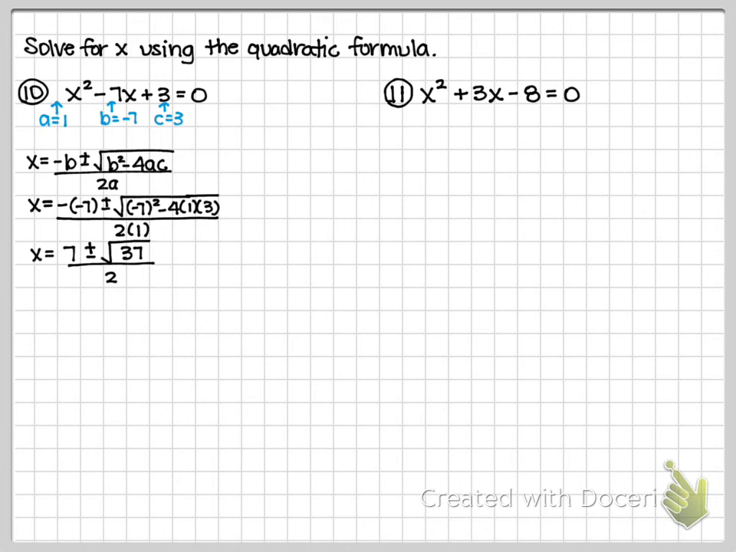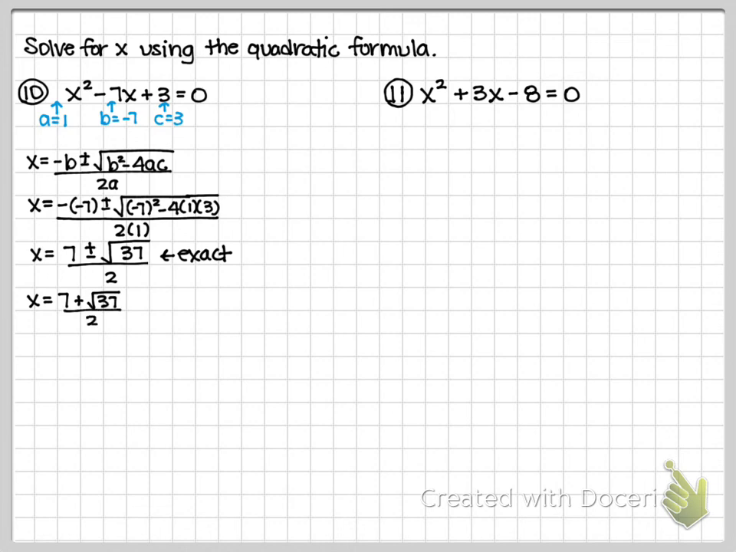Now in this case, I don't know the square root of 37, and it can't be simplified. These are my exact solutions. You could get the approximates, though. To get the approximates, you have to separate this out. So 7 plus the square root of 37 divided by 2.